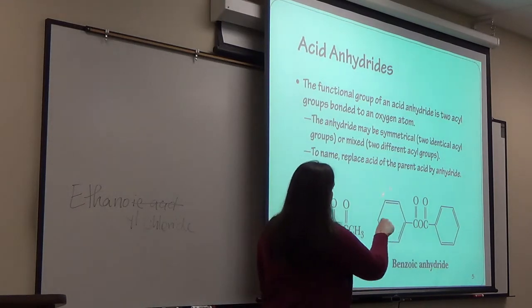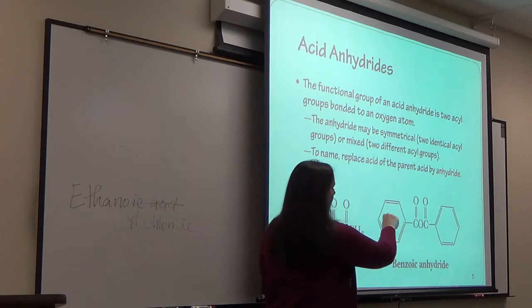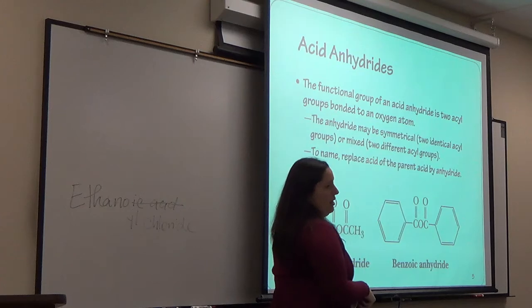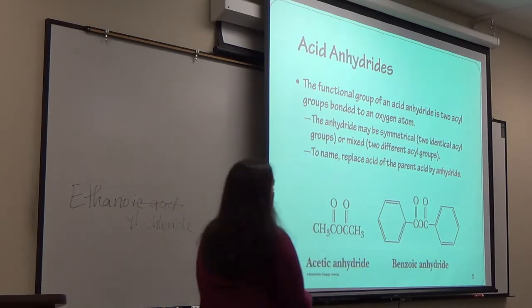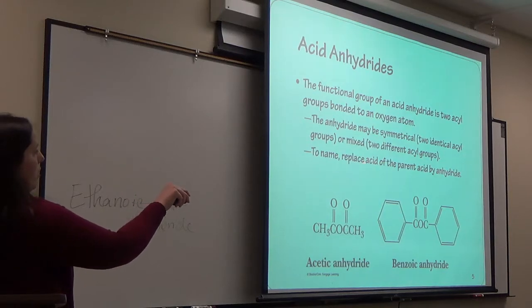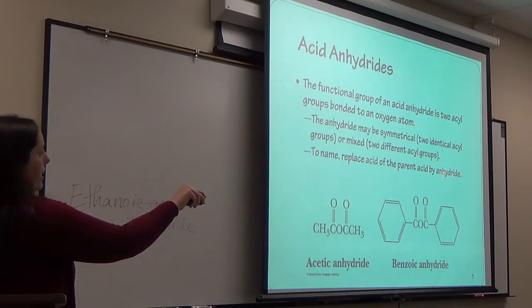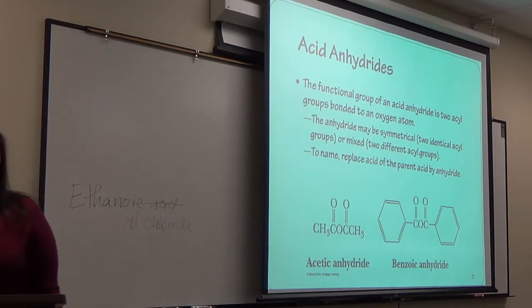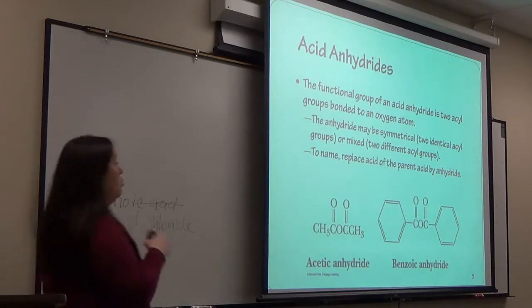Again, if we look at this, it looks like it came from benzoic acid, right? So this becomes benzoic, 2 of them is anhydride. Make sense? So in this case, you're dropping the acid, right? Keep the first part and adding anhydride. And these are symmetrical, but they don't have to be.